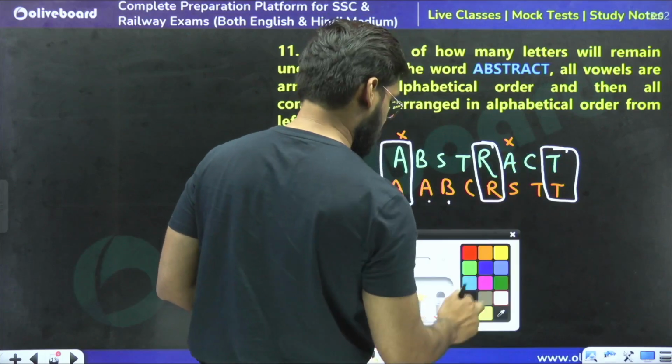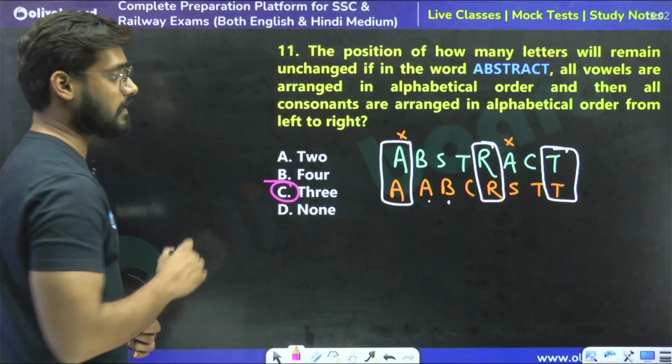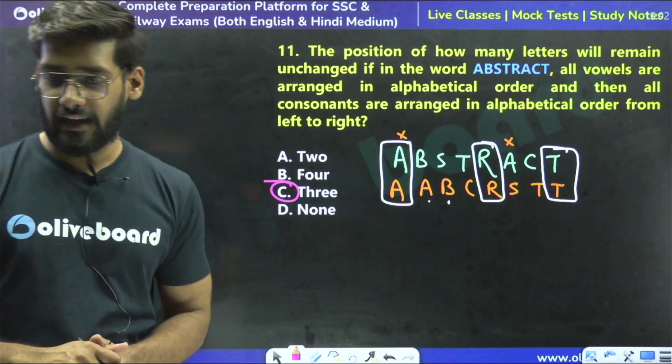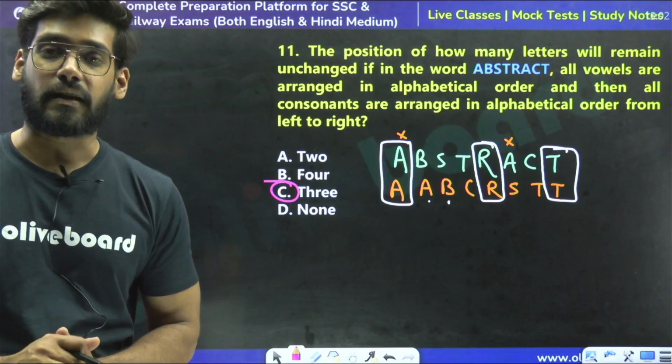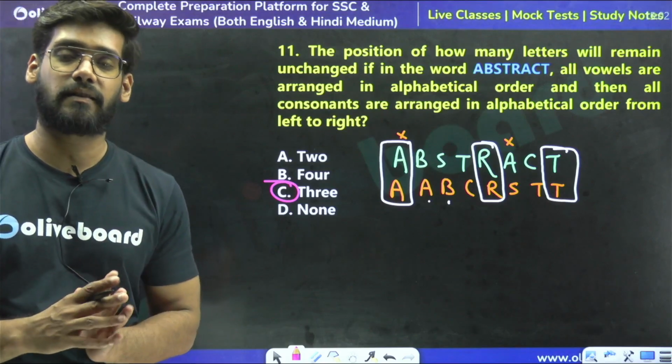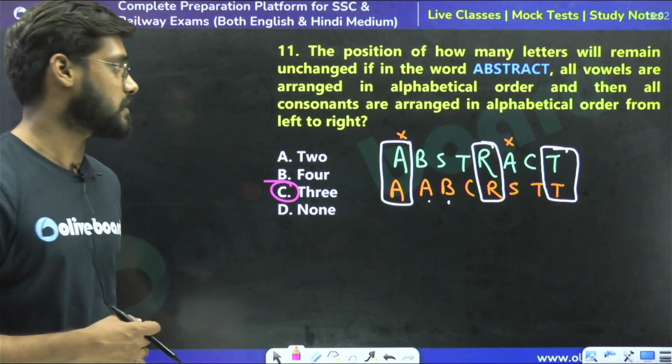There are 3 letters which remain unchanged. Option C is the right answer. A, R and T are the 3 letters which remain unchanged when we have done the operation asked in the question.